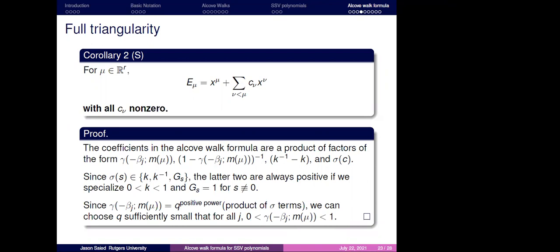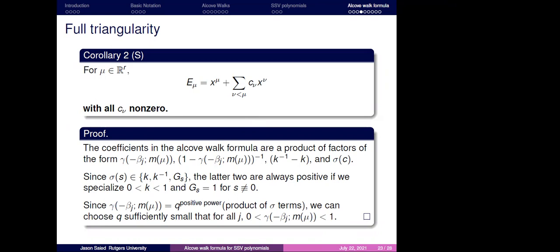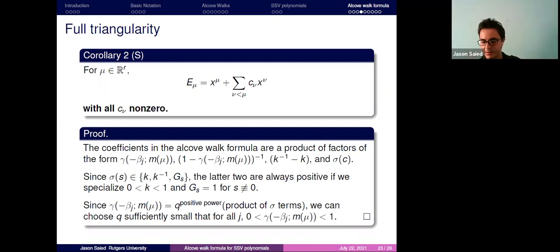Is it easy to enumerate the number of terms that will contribute to a given nu? I am not sure, actually. That would be interesting to know. But there should be a lot of them in general, because the Alcove walk formula has 2 to the length of W number of terms, and there are only this many terms that show up. But no, sorry, I don't have an answer for that. Any other questions?